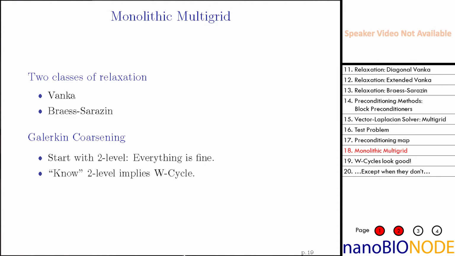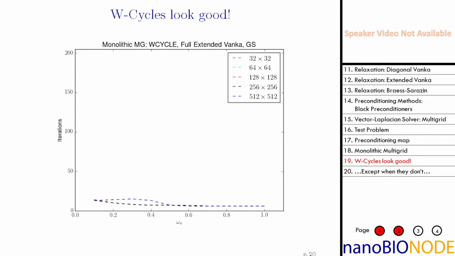I can get rid of those quotation marks, so they're in there. All right, so W cycles look good. This is using that extended Vanka method with W cycles, and I mean, we get convergence in 6 iterations on every grid. There are 5 dashed lines there. They're all lying on top of each other.